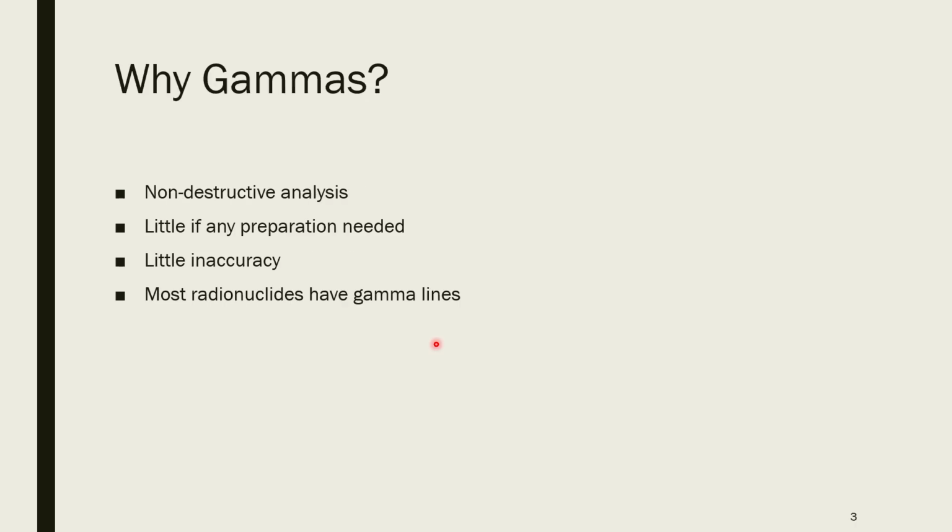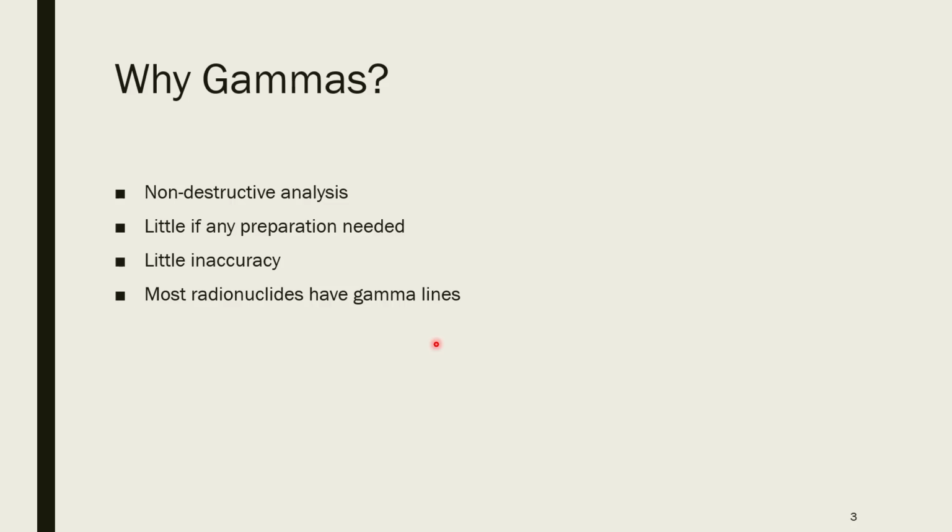So why bother with gamma spectrometry? First of all, it's a non-destructive type of analysis, meaning that you don't have to destroy your sample in order to analyze it. For example, if you do mass spectrometry, you have to dissolve your sample. If you do something else like LSC, you also have to dissolve your sample, but first we do the non-destructive analysis, for example gamma spectrometry. You can just put your sample on the detector in its closed vessel and there you go.